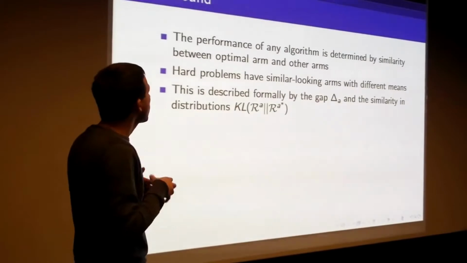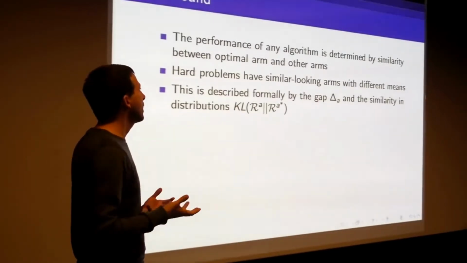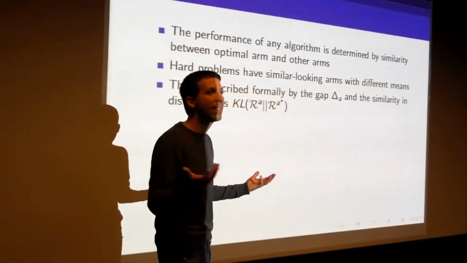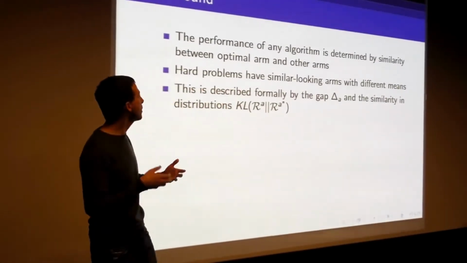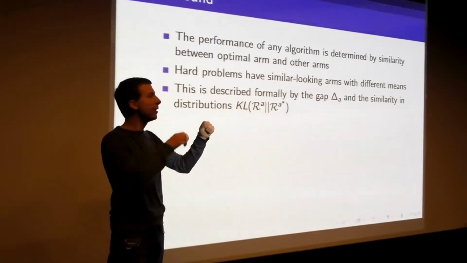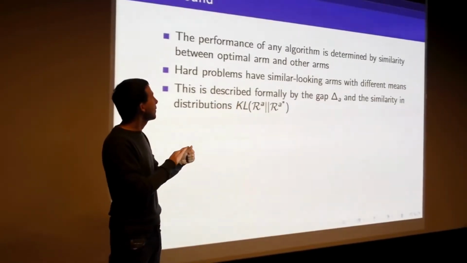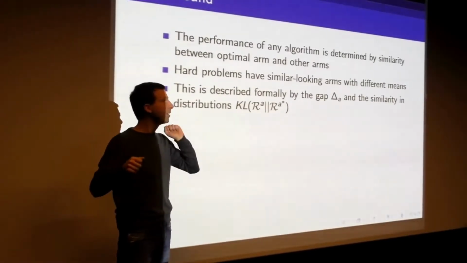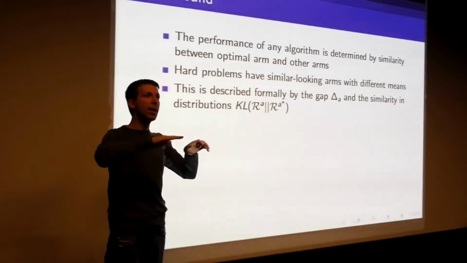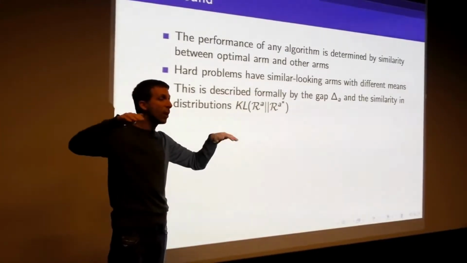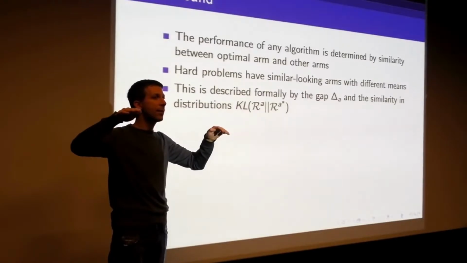So what is this lower bound? Well, the performance of any algorithm depends on what makes a bandit problem hard or easy. Consider how similar the best arm is to the other arms. What makes a hard problem is basically one where you've got two arms which look similar, with overlapping distributions, so it's not obvious which one is the best.